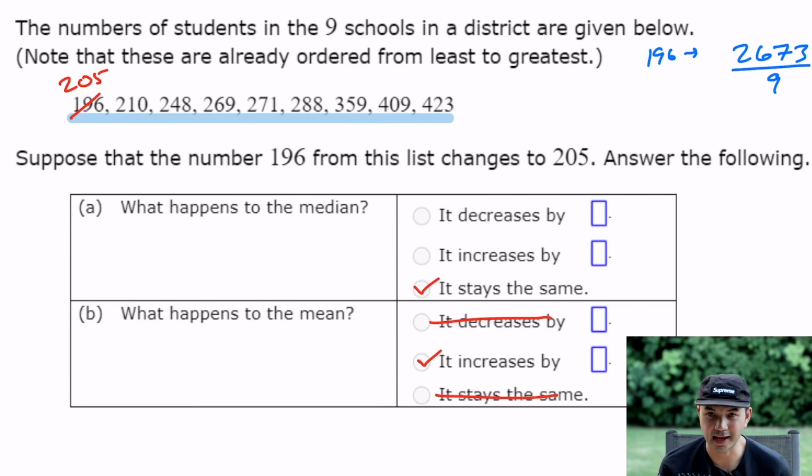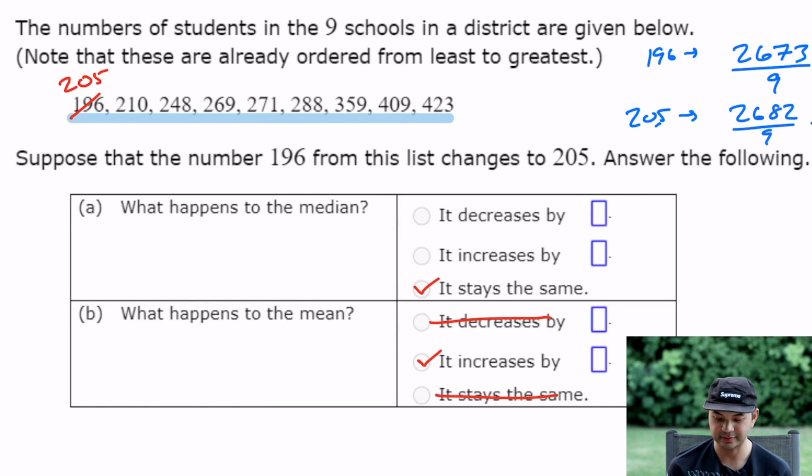I could add all of this up, which I will. I'll show you both ways. I could add all of this up, but actually, 205 is conveniently 9 more than 196. So that becomes 2,682. And if I divide that by 9, if you know anything about division, this should go up to 298. So that goes up to 298, right?